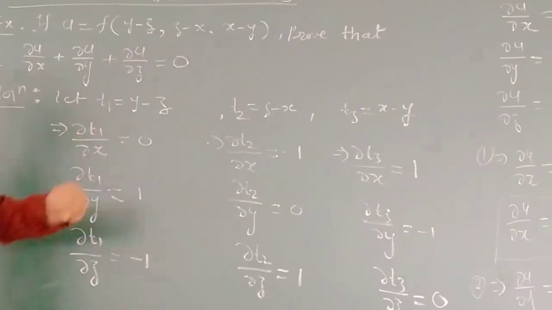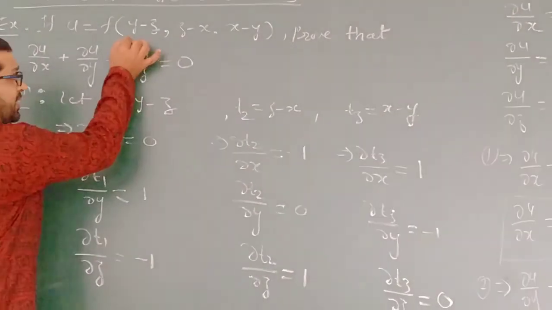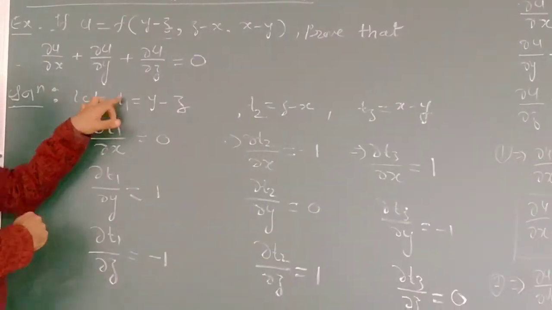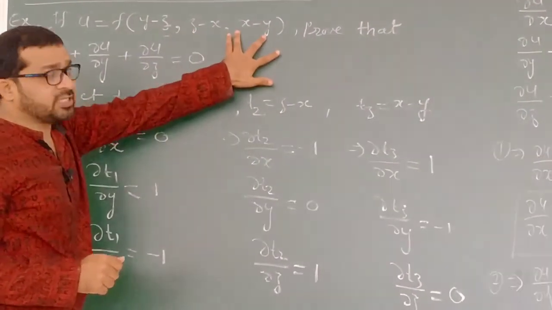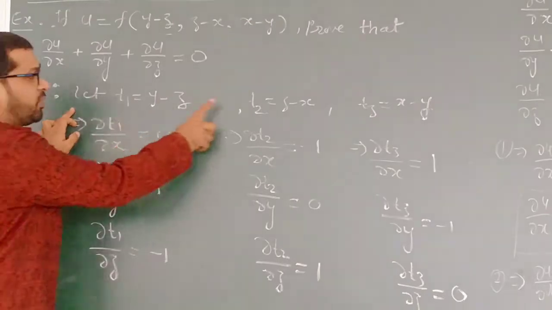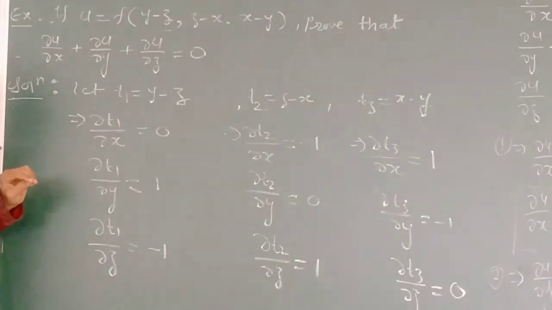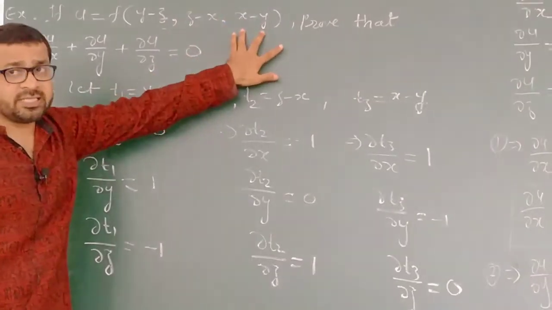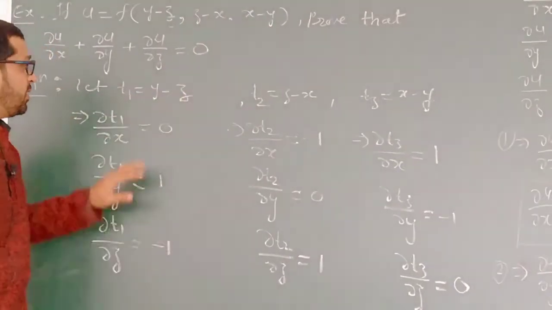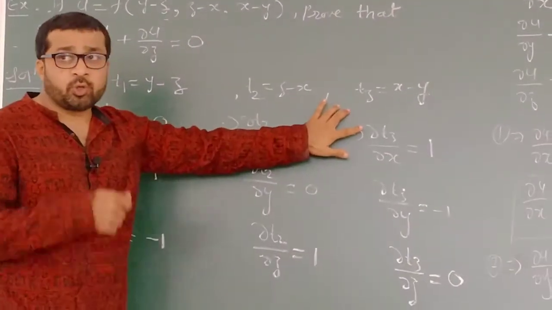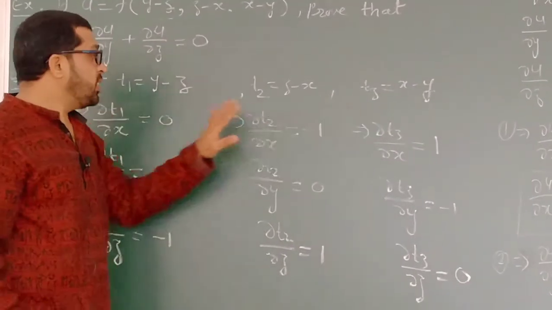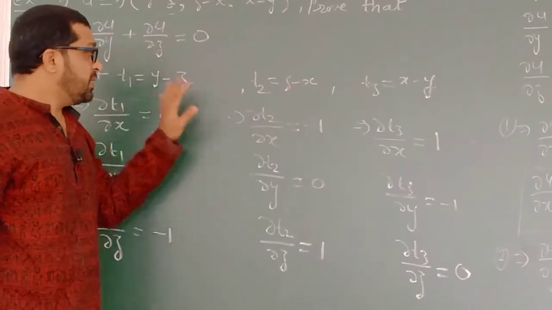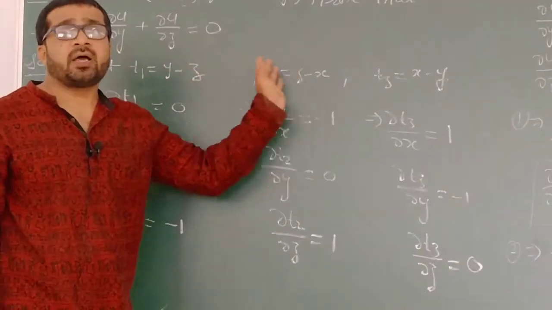Okay, so what do we do for this? I take this quantity as, suppose, t1. You can take any variable. I take here this as t1, this as t2, this as t3, so that we have just noted here t1, t2 and t3. After that we can say that u is a function of t1, t2 and t3, and t1, t2, t3 we know are expressed in terms of x, y and z. So I can say that t1, t2, t3 are functions of x, y, z.